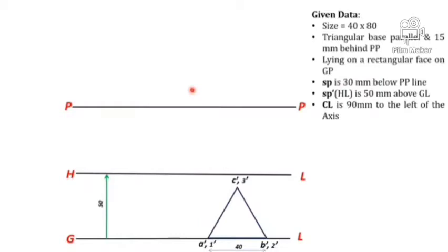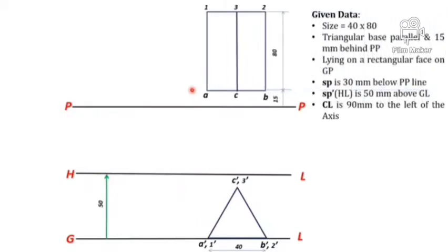Then you can draw the top view of the object, top view of the triangular prism, by drawing perpendicular projectors from A, B, C. I have taken the triangular base A, B, C in the front side, and 1, 2, 3 in the back side.